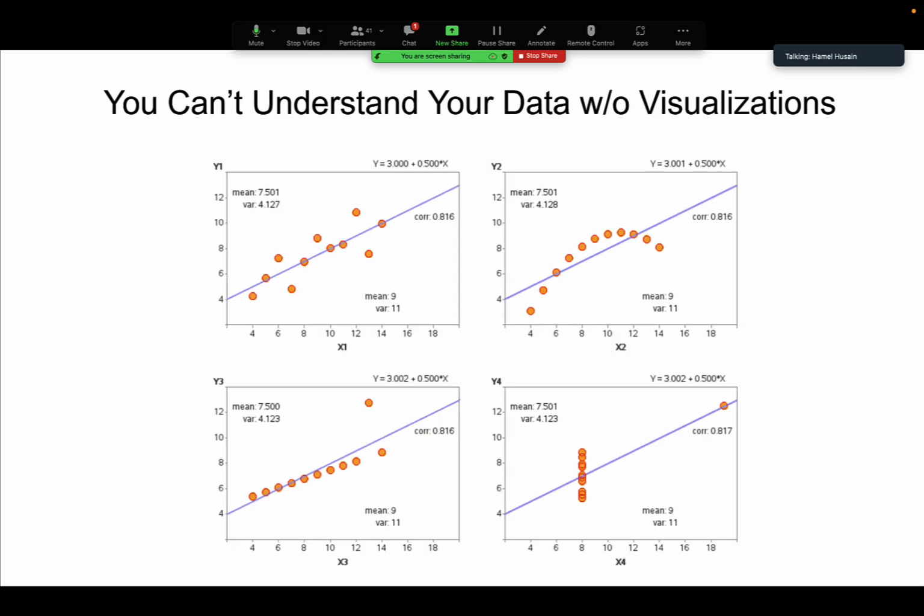Another thing I want to mention, with regards to feature engineering and understanding your data, is that it's important to visualize your data. I think we can all agree on that by now. What you see here is Anscombe's quartet. Basically, all the data you see here has the same descriptive statistics: same mean, variance, and correlation. And you need to visualize your data to really understand it.